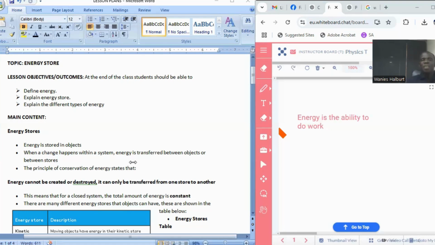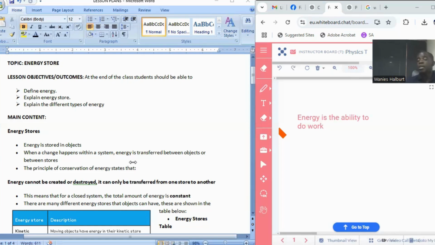So now, this means that for a closed system, which is a system that doesn't interact with the surroundings, the total amount of energy is constant, because there is no interaction or exchange with the environment outside. So there are many different energy stores that an object can have.